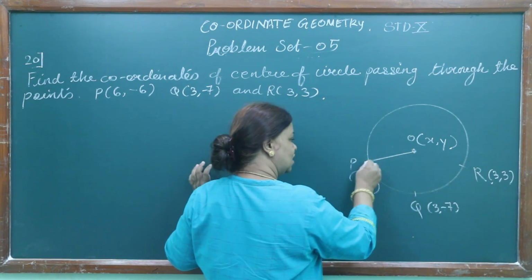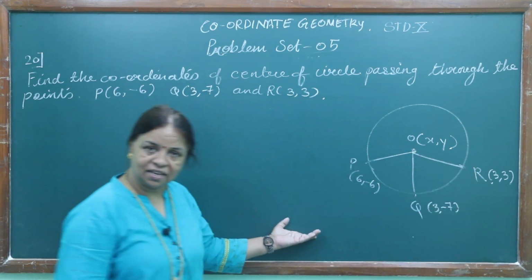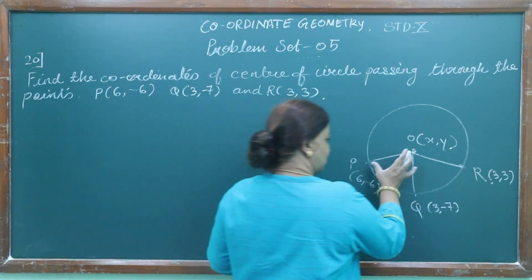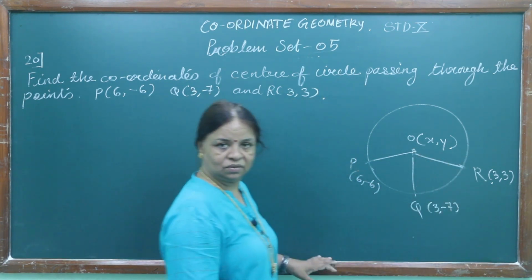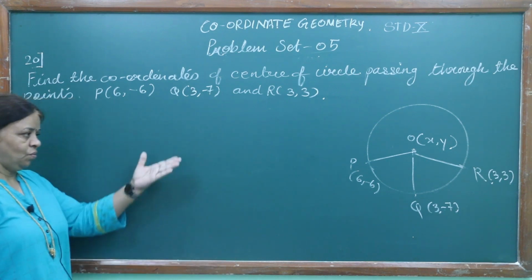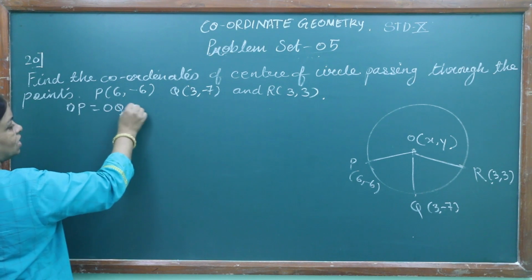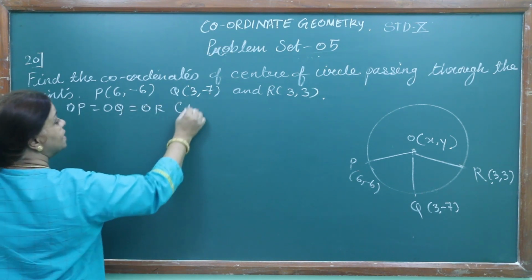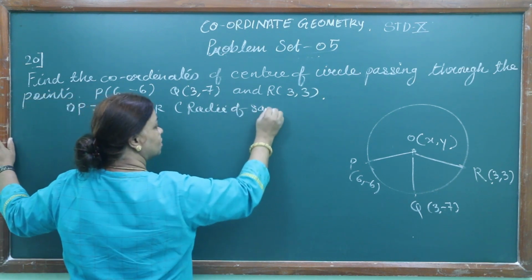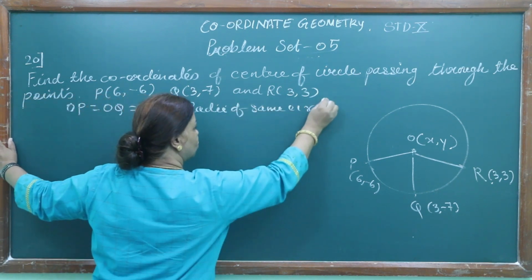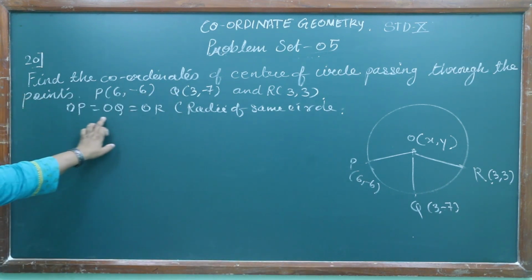So, if I join this, what is it? Yes, children, it is nothing but radii. So, we can say this length is equal to this length is equal to this length. Fine. So, we can say OP is equal to OQ is equal to OR, reason radii of the same circle. So, we can take two distances. Let me take OP and OQ.